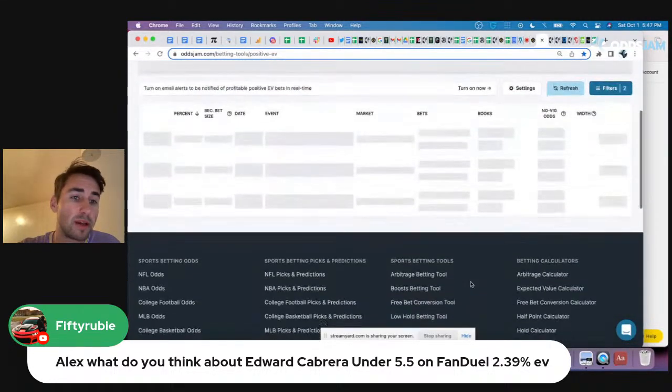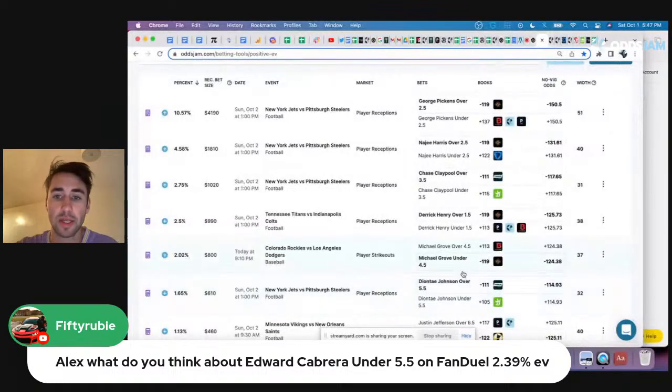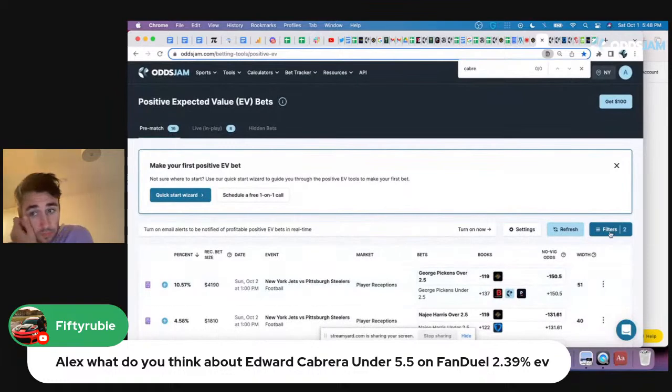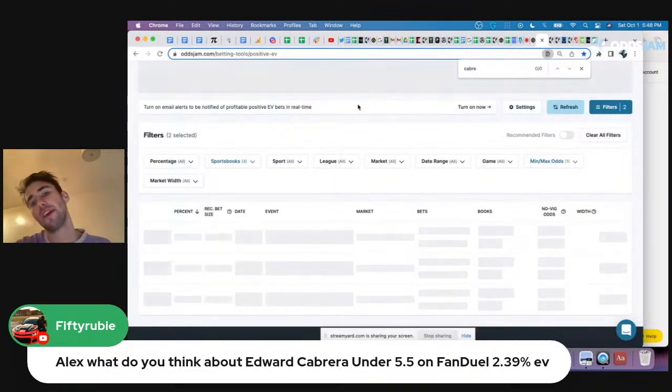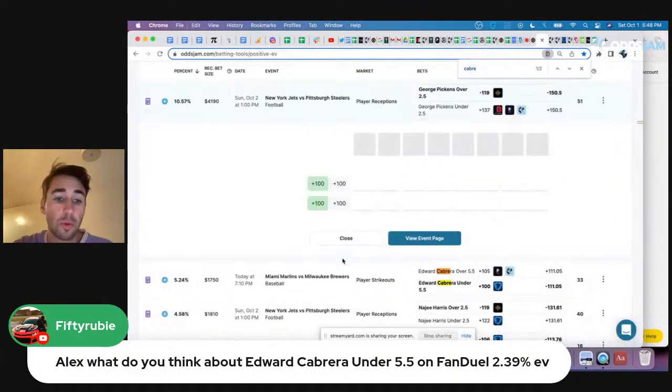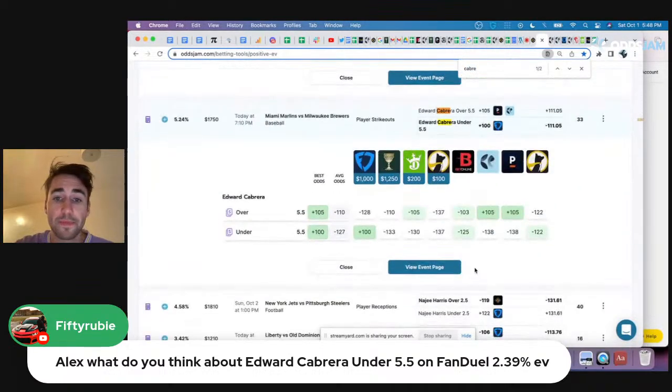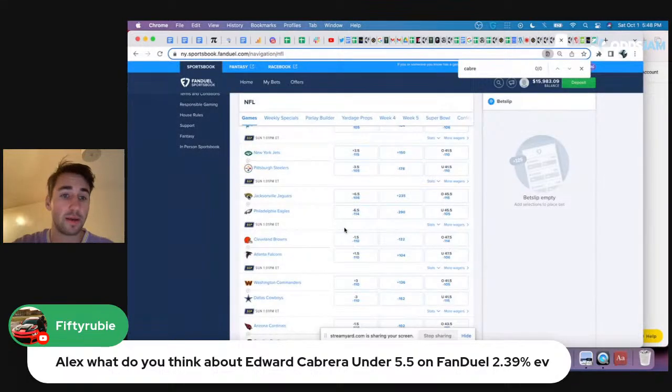I don't see a play on Cabrera, 2.39%. Cabrera. Well, I guess I filtered out FanDuel, so we'll add in FanDuel and we can take a look. What do I think about this? Seems freaking fantastic. Let's go ahead and hit it.